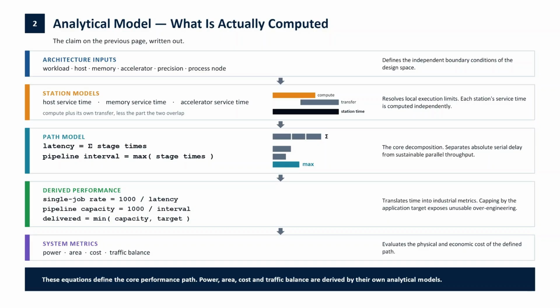Delivered throughput is the smaller of pipeline capacity and the actual application target. For example, even if a system has the capacity to process 118.01 jobs per second, if the application requires only 60 jobs per second, delivered throughput is reported as 60 jobs per second. Keeping these three performance concepts separate is essential for understanding Study 001.